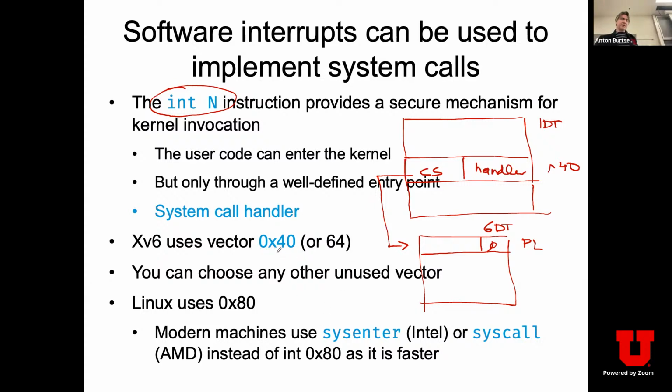And x86 uses, as I keep saying, vector 64 for implementing system calls. Of course, you can choose any other unused vector, so you cannot use one which is reserved by Intel. You cannot use the one which is reserved for IRQs, those like physical devices. But other than that, you're free to choose any of them, right? And x86 just made this choice. So Linux, for example, uses x80, right? So again, just a choice.